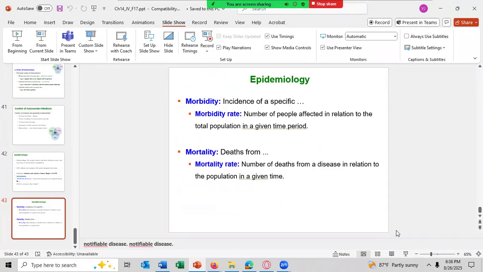All right, morbidity is the incidence of a specific notifiable disease. The morbidity rate is the number of people affected in relation to the total population in a given time period. So the morbidity rate is the total number of people with disease in a given time. The mortality rate is the deaths from a notifiable disease. The mortality rate is the number of deaths from a disease in relation to the population in a given period of time.